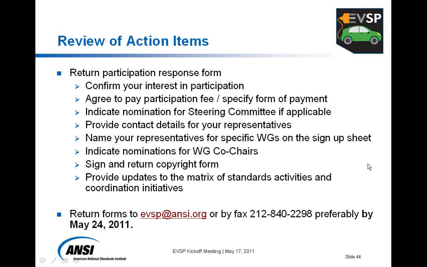Obviously, providing us contact details for your representatives so we can start to build additional distribution lists, in the case of working groups, to name the specific representatives for the different working groups on the sign-up sheet. And if you have any folks that you want to nominate from your organization to be working group co-chairs, you can indicate that. We also have the copyright form that I mentioned for you to sign and return.